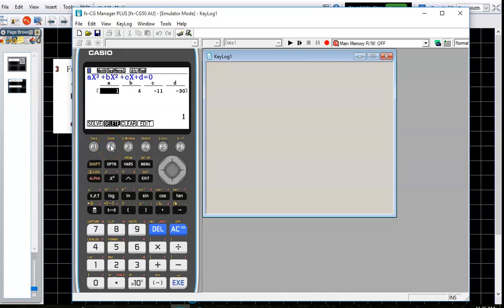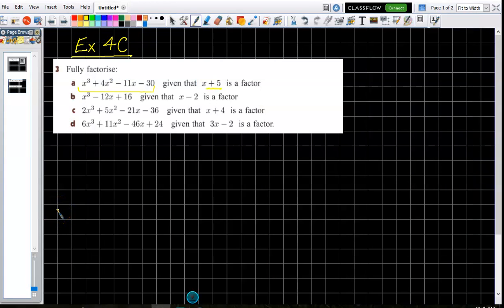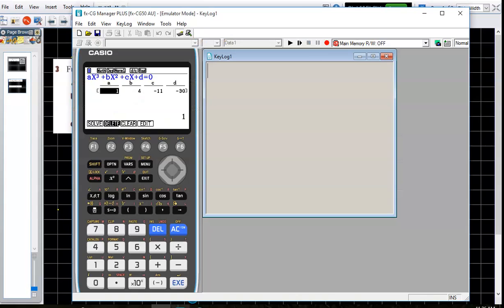Okay? So we go 3. Everyone's happy how we're using our calculator? Quick: 1, 4, minus 11, minus 30. I even remember, oh, it's still in there. And we go enter. Huzzah. I could just go, sweet. That's x take 3, x plus 2, x plus 5. My job is done here.